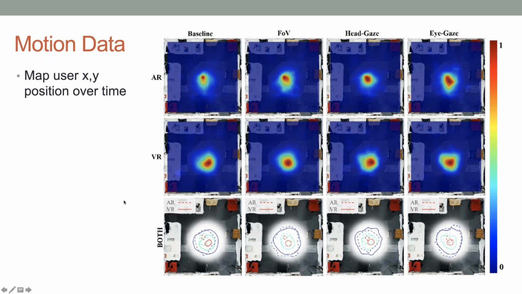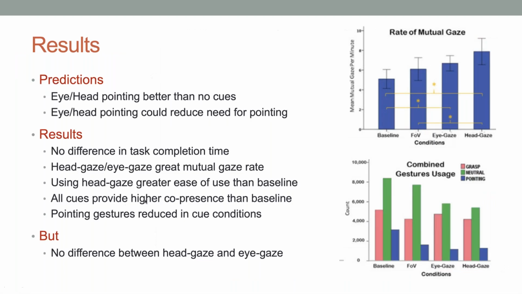And so we did some statistical analysis on these results, and we basically found that having either head or eye pointing produced much better performance than having no cues at all, and also reduced the need for pointing. So in the baseline condition, when you couldn't see the other person's gaze cue, you would often have the other person pointing and you could see where their hand was pointing. There was no difference in the task completion time, but there was a big impact on the mutual gaze and also the co-presence scores as well.